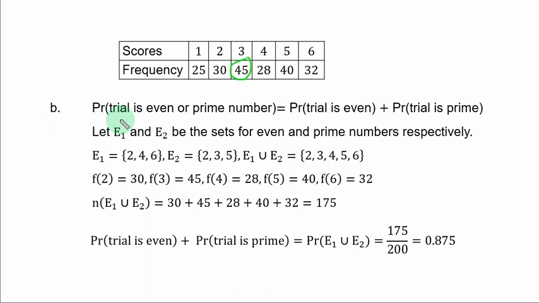So B, you are asked to find the probability that the trial is even or prime number, which is the addition rule. That is probability trial is even plus probability trial is prime. We have to define two subsets for the even and prime trial. So let E1 and E2 be the sets for the even and prime numbers respectively. From the question, E1 is even numbers, that is 2, 4, 6. And E2 is prime, a number that has two factors only. That is 2, 3, 5.